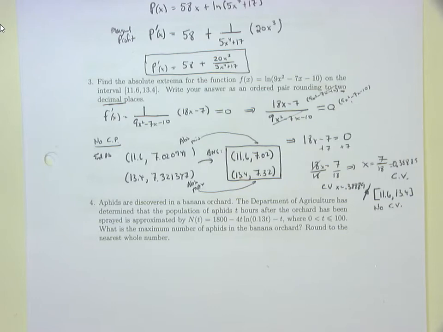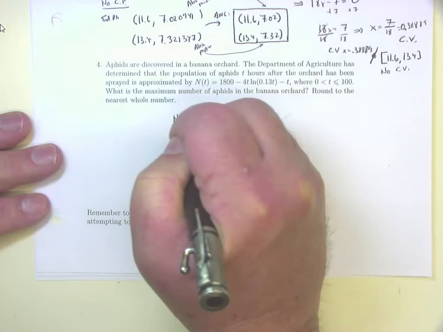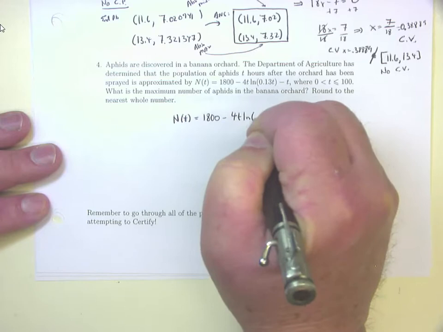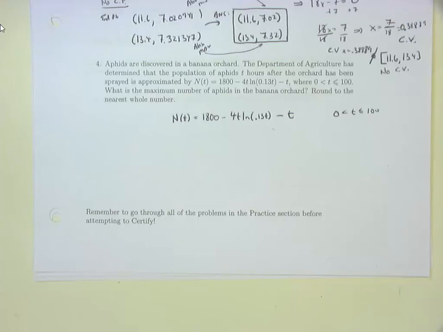Take a look at this next guy. Says this. Aphids are discovered in a banana orchard. The Department of Agriculture has determined that the population of aphids t hours after the orchard has been sprayed is approximately equal to N of t equals 1,800 minus 4t times the natural log of 0.13t minus t, where 0 is less than or equal to t, which is less than or equal to 100. What is the maximum number of aphids in the banana orchard? Round your answer to the nearest whole number.